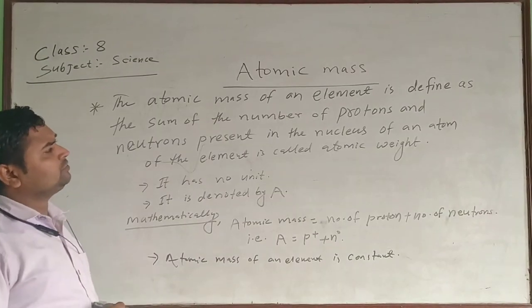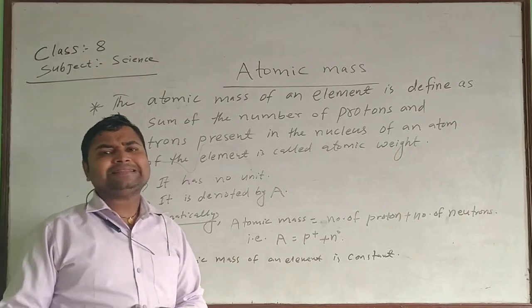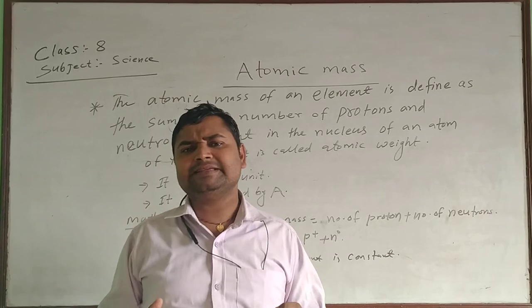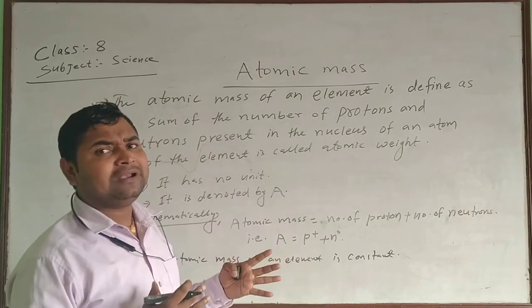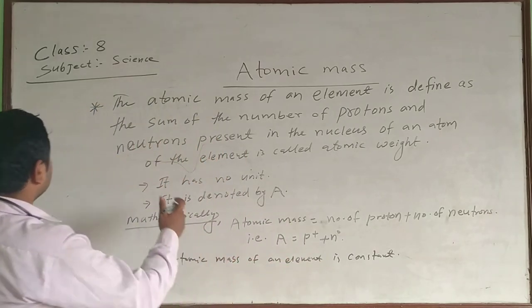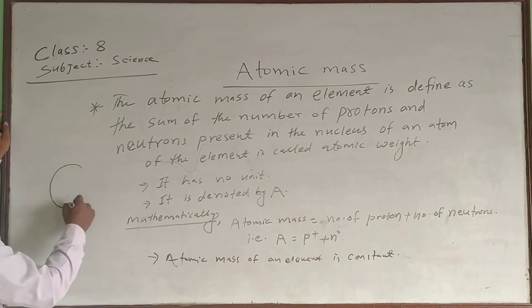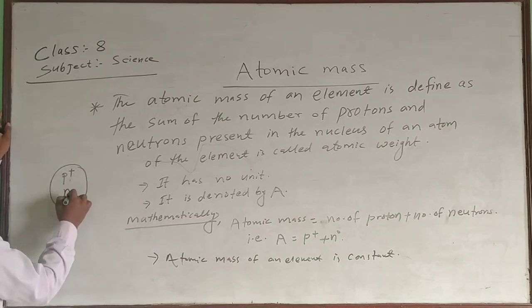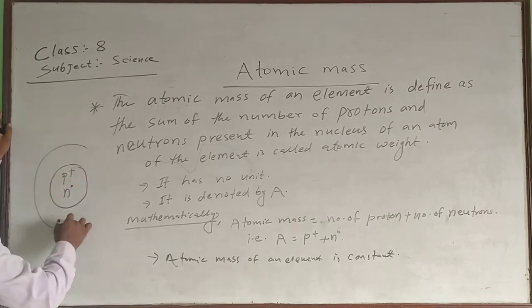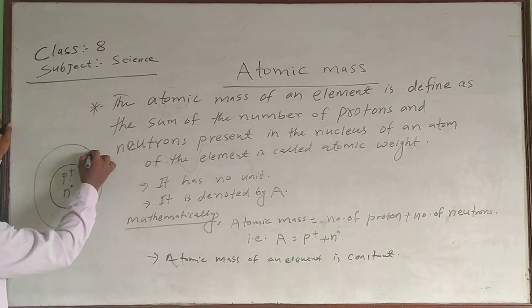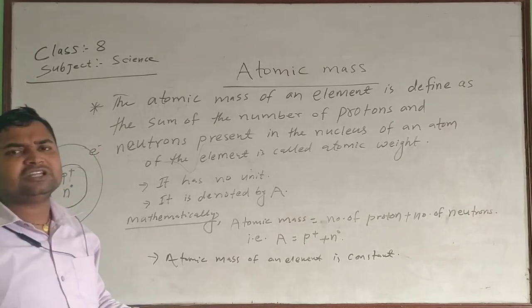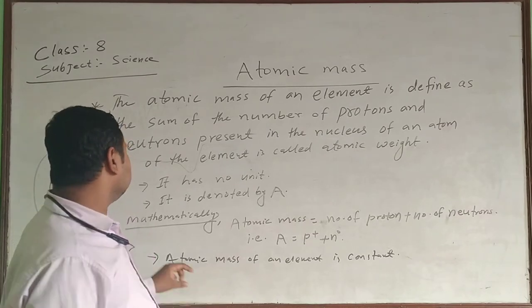Now let's talk about the atomic mass. What is the atomic mass? As you know, inside the nucleus there is a presence of proton and neutron. Here you have seen inside the nucleus, there is a presence of the proton, which has the positive charge, and the neutron, which are the chargeless particles. And the electron revolves around the nucleus with a fixed orbit or shell.